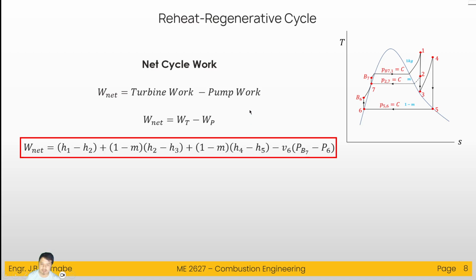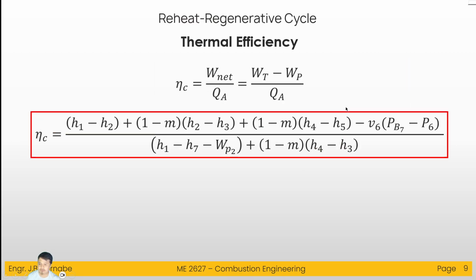Okay, so now we want to find the net work, or the net cycle work. We can just subtract the turbine work and the pump work. So as you can remember, we have the turbine work here. There's three terms, the first three terms, and the pump work is just this last term here. For the thermal efficiency, at this point, I believe you're already familiar with this. So you can just solve for the net work over the heat added, or you can just solve this directly, using the given enthalpies and the mass fractions and the pump work.